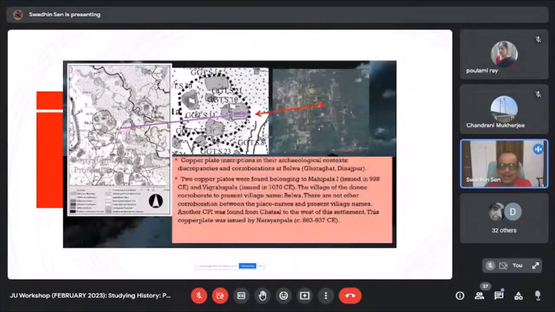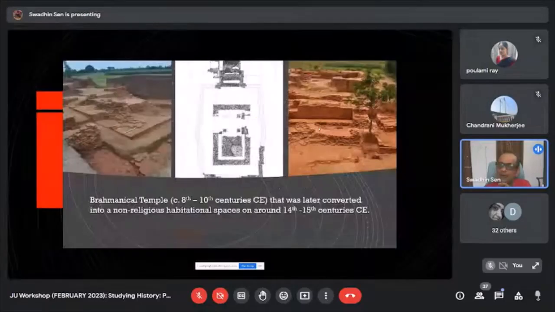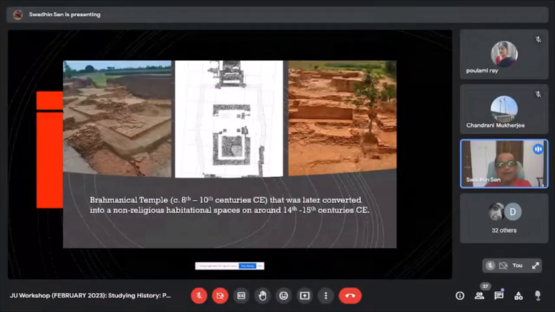And now we come to Beloa. We have excavated one site in Beloa and found one Brahmanical temple. The problem of identifying this temple as Brahmanical, or the problem of identifying a particular settlement as Brahmanical or as Buddhist, can be explained just by showing this site.